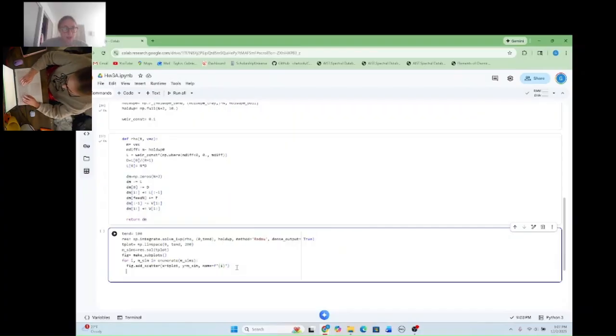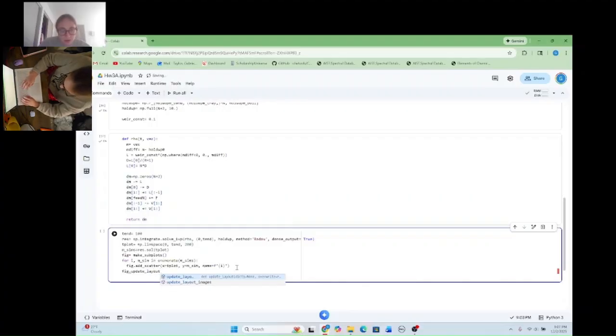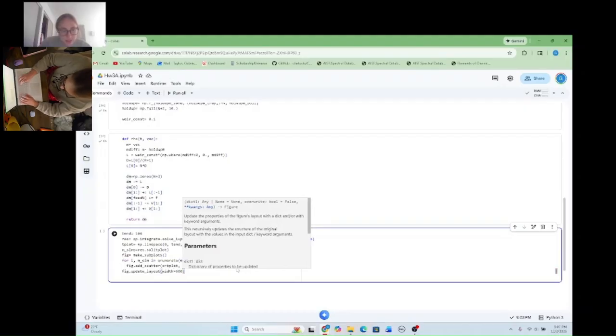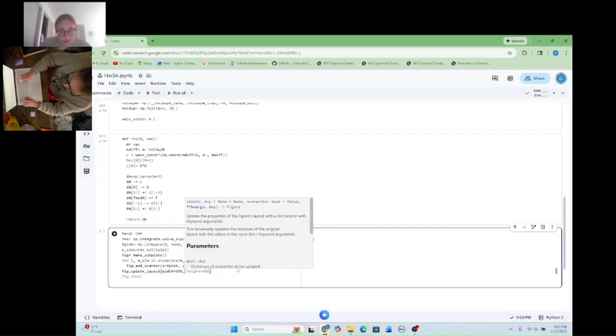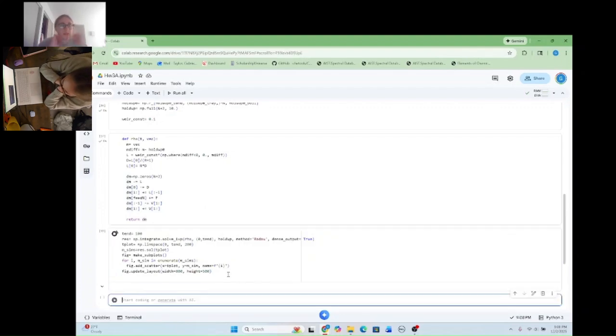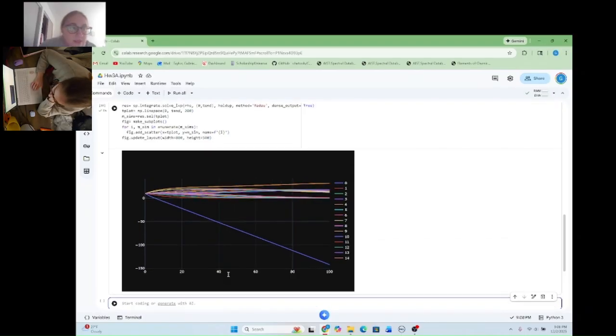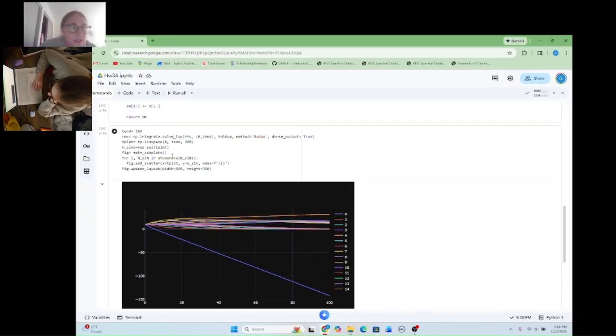Okay, and then we can do a fig.update_layout, width to 600, no, 800. Height is equal to 500. Okay, let's see what this does. No, that's not correct. So this looks like this is working.